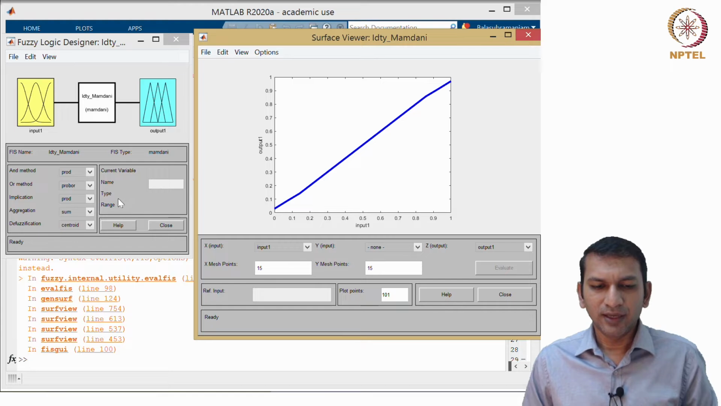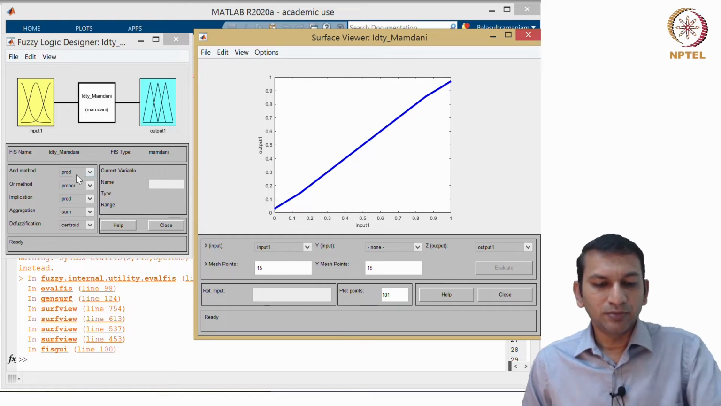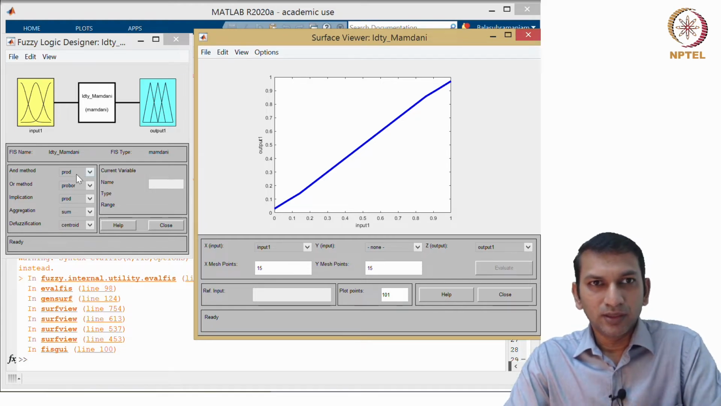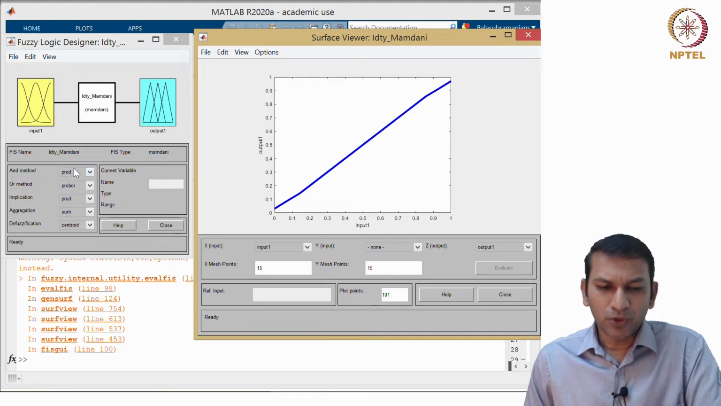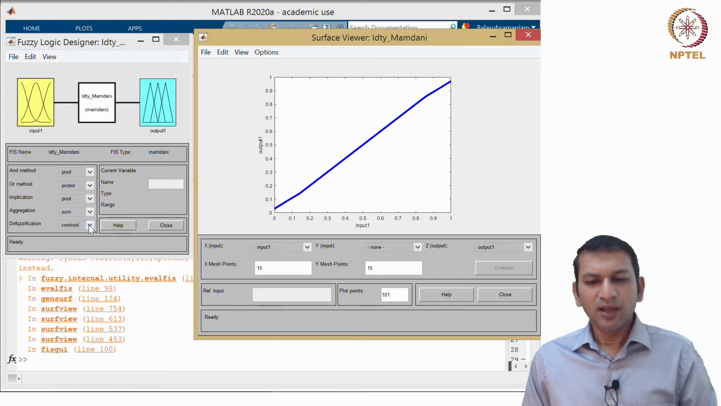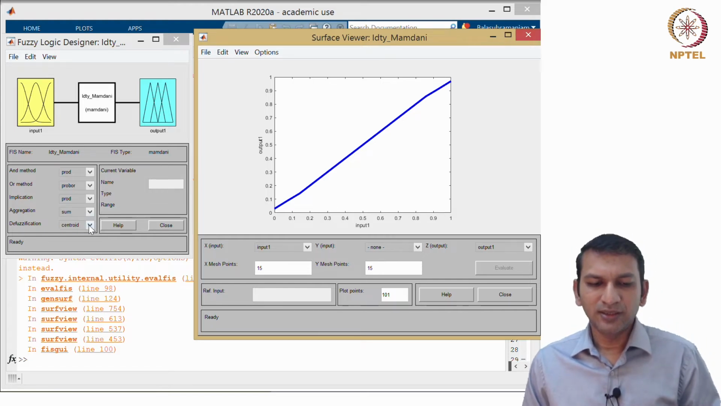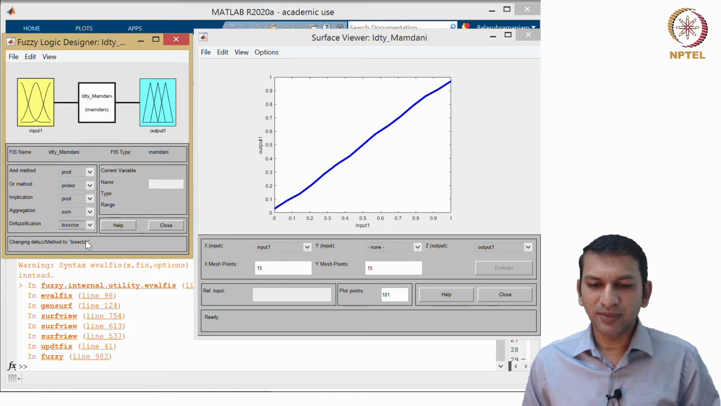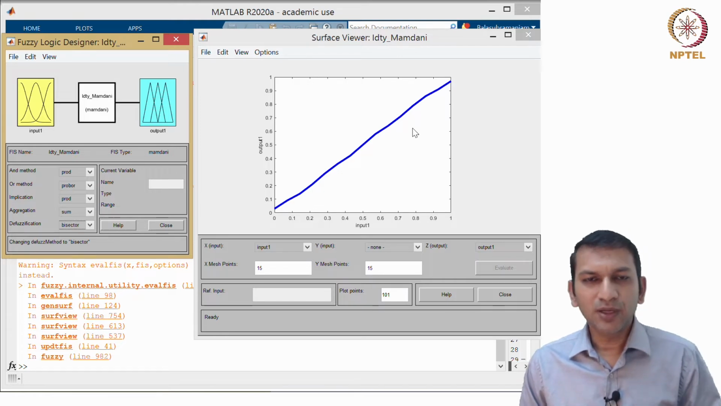Now, this is done with taking the Zadeh matching function with product for the T-norm and the Lukasiewicz T-conorm instead of the max, and we have taken product for the implication and sum for the aggregation and centroid for the defuzzification. Let us try to change the defuzzification method from centroid to the bisector method. You will see immediately the graph of the function has changed slightly. However, more or less, it's still a good approximation to the identity function.